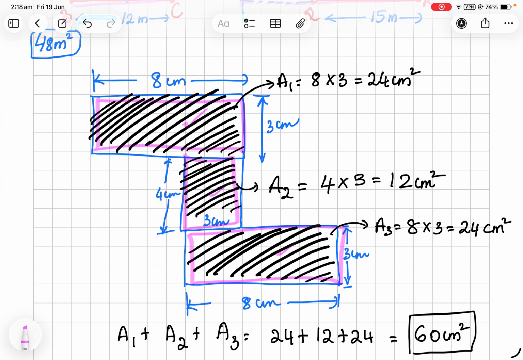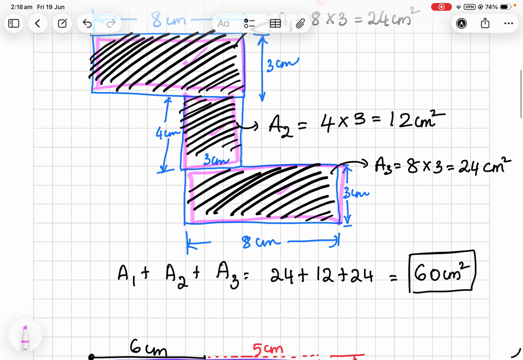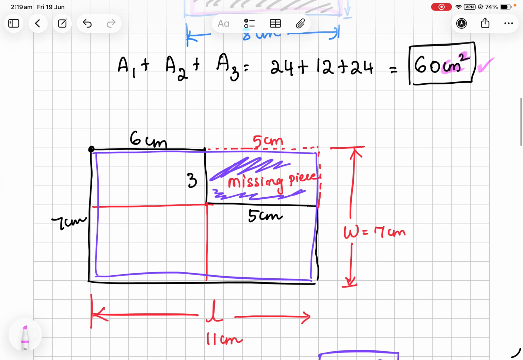So that's the idea. We know that the formula for the area of a rectangle is length times width. So you would do 8 times 3, which is 24. In this case, it is 4 times 3, which is 12. And in this case, again, it is 8 times 3, which is 24. Your total area would be adding all 3 of them, which ended up being 60 centimeters squared. And as we know, areas are 2 dimensional, so we always say squared.